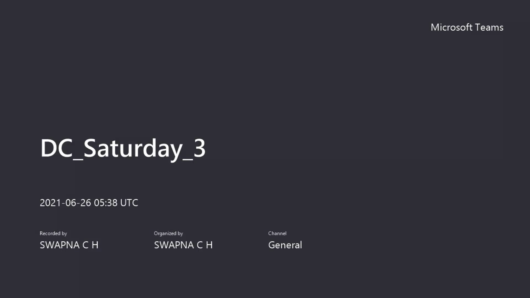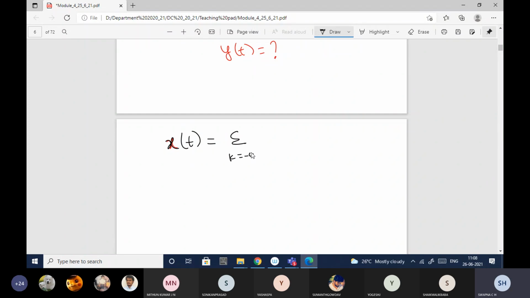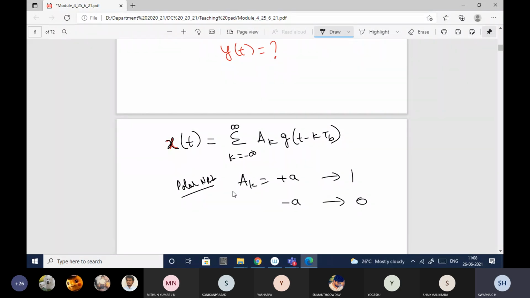x of t in general is defined as summation k equal to minus infinity to plus infinity a_k g of (t minus kT_b). I've already mentioned what a_k is. If I'm using polar NRZ, then the a_k value will be equal to plus A for symbol 1 and minus A for symbol 0. And g of t is nothing but the pulse shaping signal.